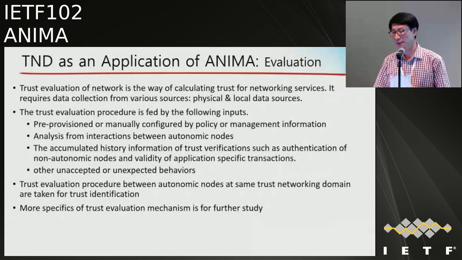Another important aspect is the trust evaluation for each node, whether that node is trustable within the trust domain. The evaluation is the way of calculating trustful networking services. It requires data collection from various sources, physical and local data sources, as you can see here, previously manually configured by the policy management, etc. Based on this information, it performs the trust evaluation and then decides whether the node or entity within this domain is trustable. We are still working on this trust evaluation mechanism under the scope of the trust index, and I think we still need to work on this aspect.